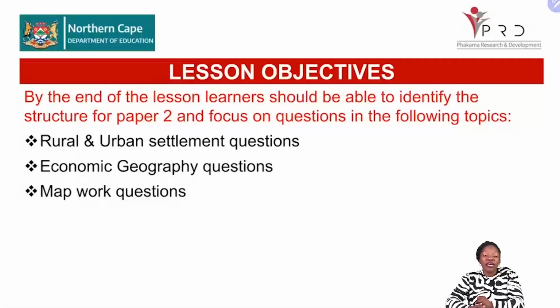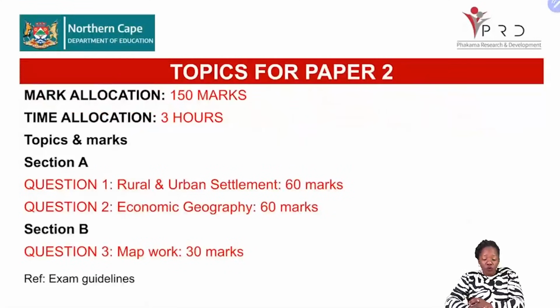We will be looking at your rural as well as your urban settlement. Then we're looking at your economic geography. And then lastly, we're going to look at your map work questions. So to identify the structure for paper 2, number 1, you need to know the mark allocation for your question paper, which is 150 marks, and also the duration for your paper, which is 3 hours.